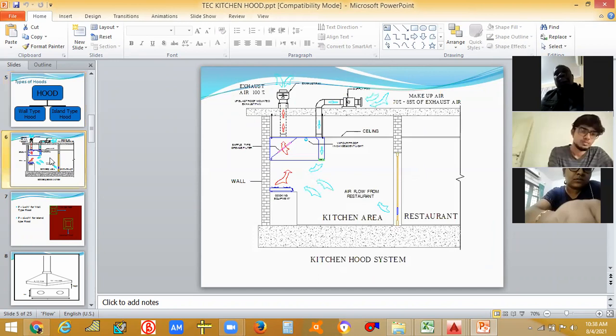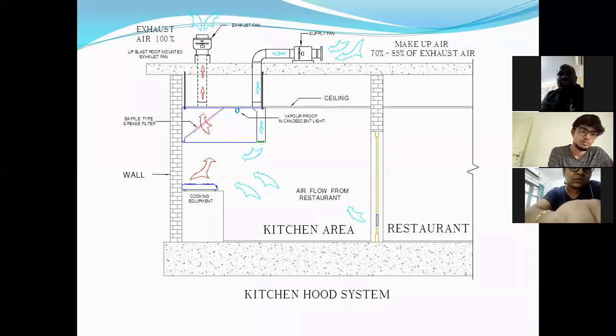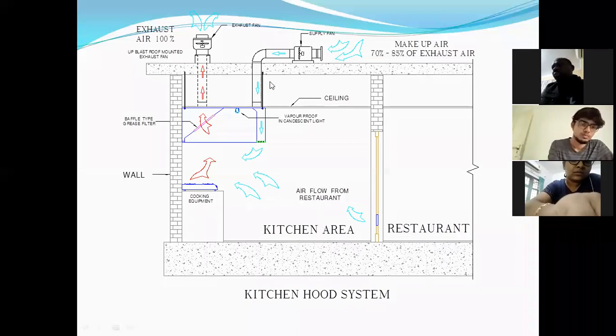Now, this is a small diagrammatic representation of a kitchen area. Okay, in a restaurant. This is a restaurant area, and this area is the kitchen. And you can see there is a cooking equipment, a stove here. Okay, this is the section view, when you are seeing from the side. Don't get confused. It's very easy. I will explain it.